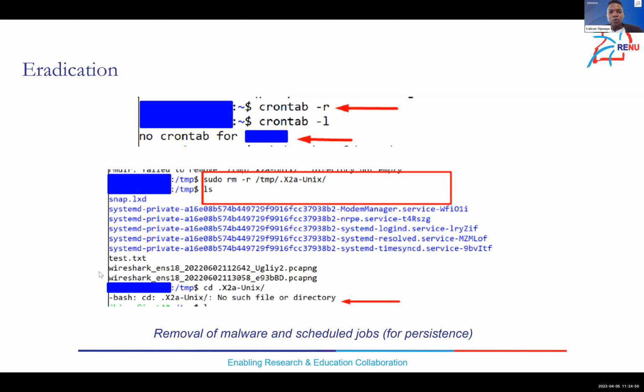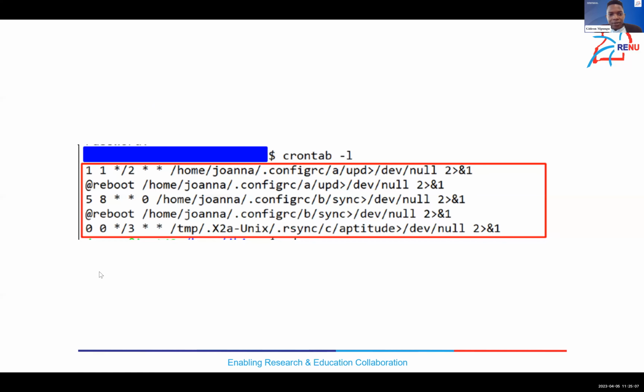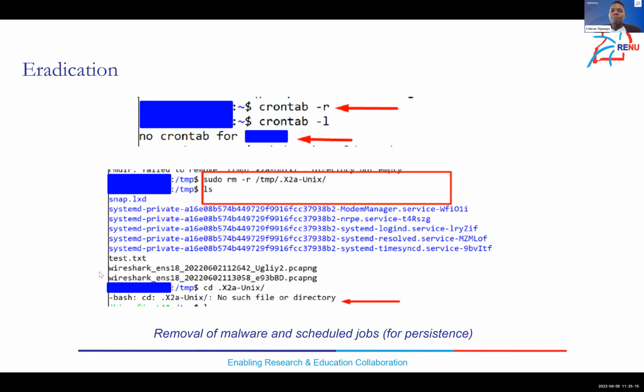So for example, for a cron job, you can go ahead and delete the cron jobs, right? Like Edward said, this can happen as part of both containment and eradication. Delete the cron job, right? As we had seen, from our cron job, he told us that there was a weird file running in our temp directory that we didn't know about, right? And it was running as a cron. So as part of eradication, we are going to go ahead and make sure we delete that file, right?